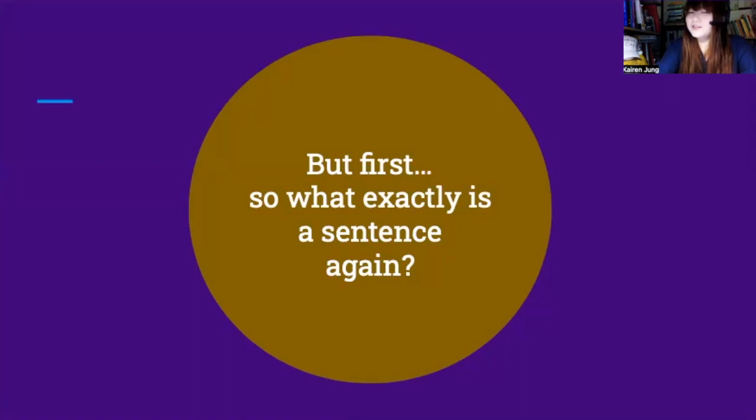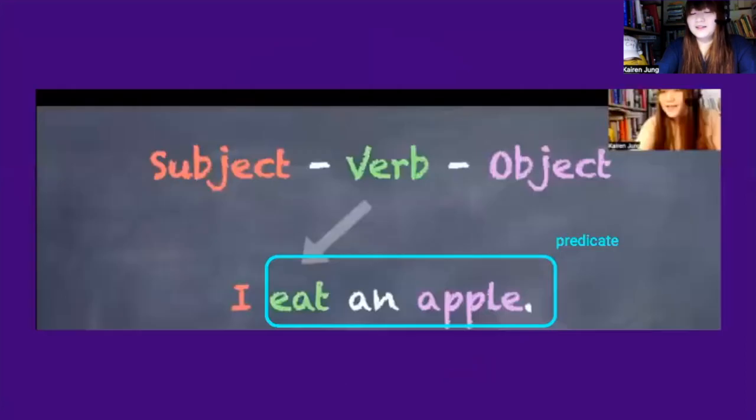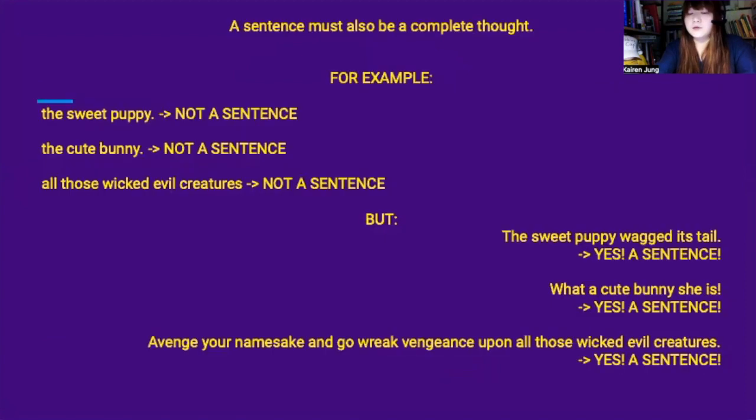So, what exactly is a sentence again? A sentence is a set of words that contain a subject and a predicate. Well, what's a predicate? A predicate is any part of the sentence that talks about the subject, describing it and telling you what it does. Also, keep in mind that a sentence must be a complete thought. Otherwise, it is considered a sentence fragment.